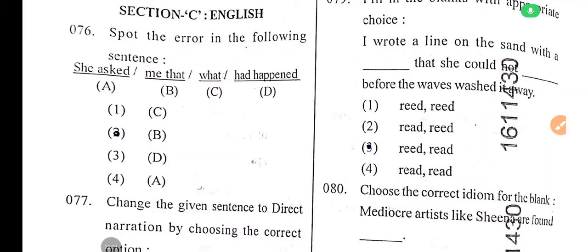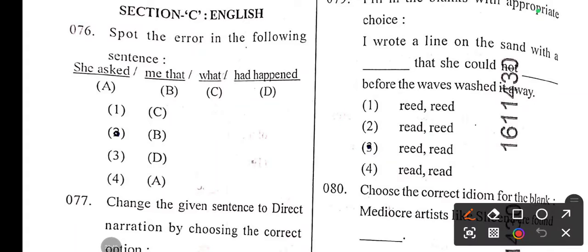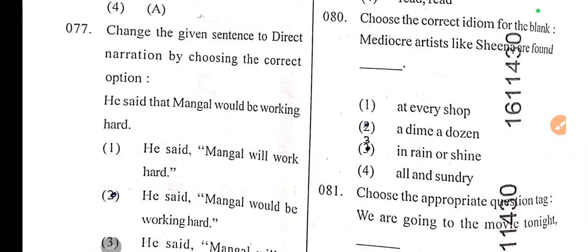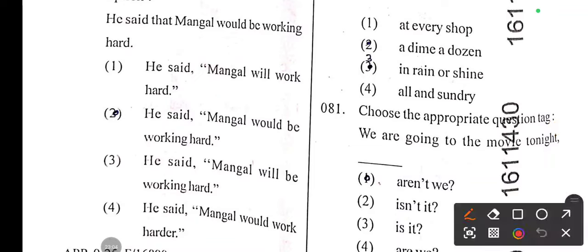Section C, English. 76. Spot the error in the following. She asked me that what had happened. Answer option 2B. 77. Change the given sentence to direct narration by choosing the correct option. Question. He said that Mangal would be working hard. Answer option 3. He said Mangal will be working hard.